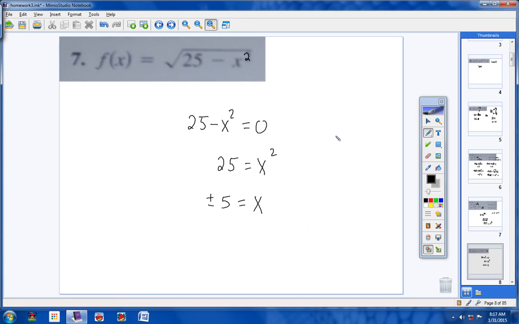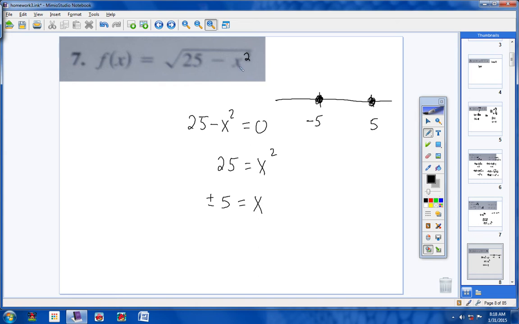So remember what to do. We've talked about this before. On a number line, we put a negative 5 and a positive 5. Because these are the values that give you 0. Negative 5 and 5, okay? If you don't believe that, go ahead and put negative 5 in for x, or put positive 5 in for x, and you'll see you get out 0.